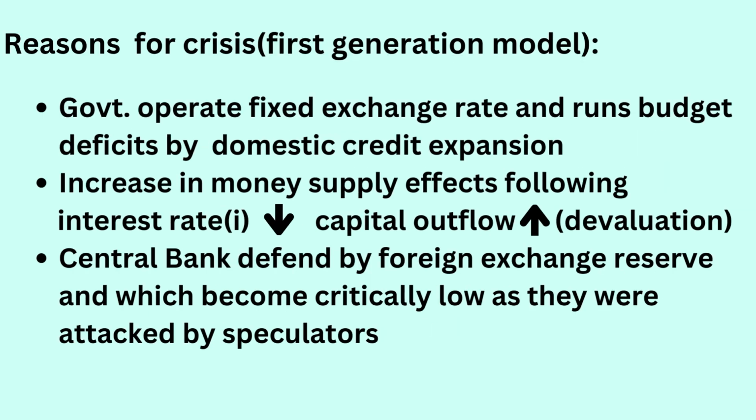Now I will discuss the reasons for the crisis in the first generation model. Krugman assumes that the government operates a fixed exchange rate and runs a budget deficit through domestic credit expansion. Here, domestic credit expansion means an increase in the supply of credit or loans within the country's domestic system. Under this circumstance, they had to print money, which causes the interest rate to drop and capital outflow to increase. That gives pressure for devaluation. The central bank defends against this with foreign exchange reserves, which became critically low as they were attacked by speculators.